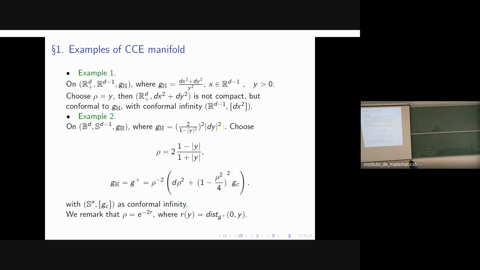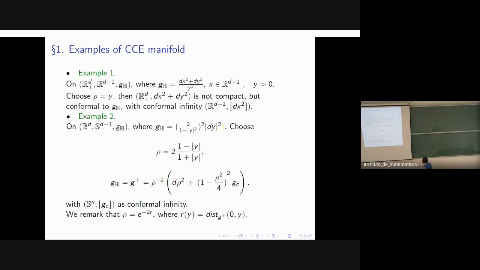Anyway, this is not really CCE in the sense that even if you multiply this hyperbolic metric by y squared, you get a flat metric, but it's not compact. Okay? It's no longer compact. So it's not CCE, conformally compact, but it's conformally Einstein. But this is a model case, as we will see that we frequently study the blow-up limit of a sequence of CCE manifolds, and that's the limiting space we are targeting. Okay, so this is the model example.